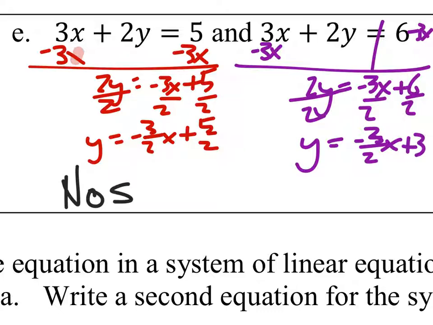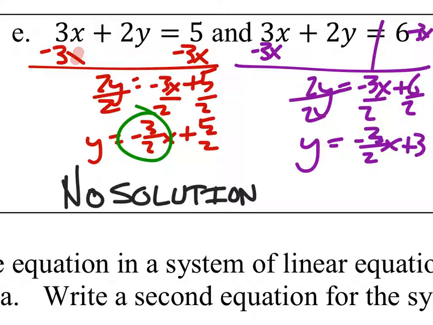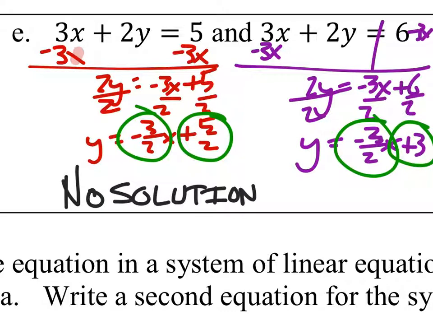Wait, so how do you figure out whether or not it has no solutions? It's a great question. This one has no solutions because having the same slope makes them parallel. The y-intercepts being different is what makes them never ever meet.